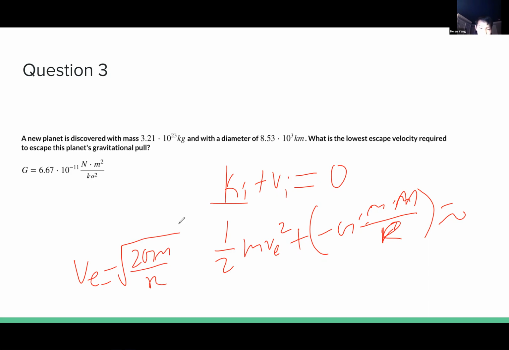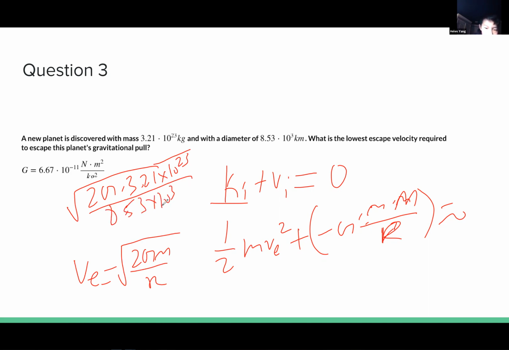So now you can just plug in the stuff you're given. So it would be root 2 times g times 3.21 times 10^23 divided by 8.53 times 10.